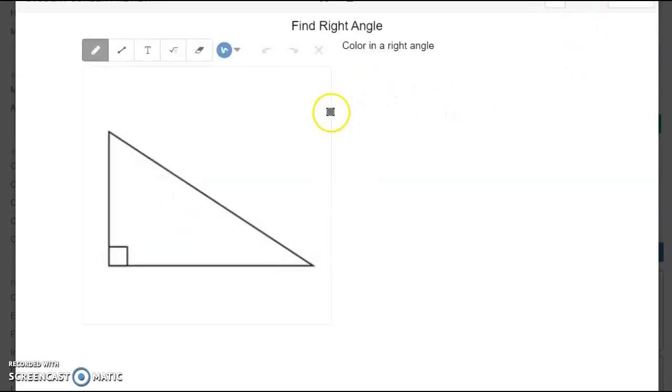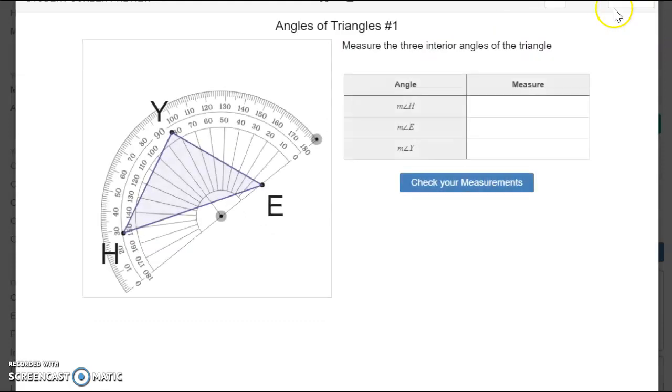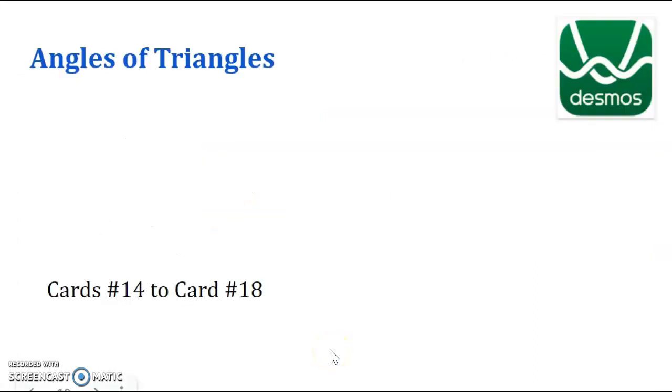Color in the right angle. Which is the right angle? That's 90 degrees. This is my right angle. So this is 90 degrees. And now we're going to be working on cards number 14 to 18.